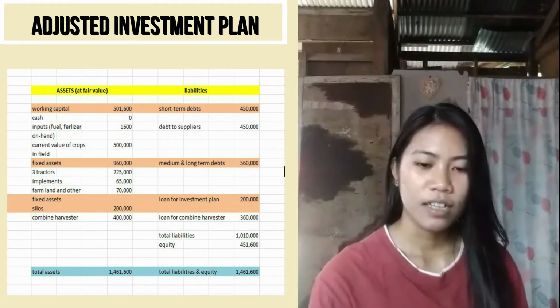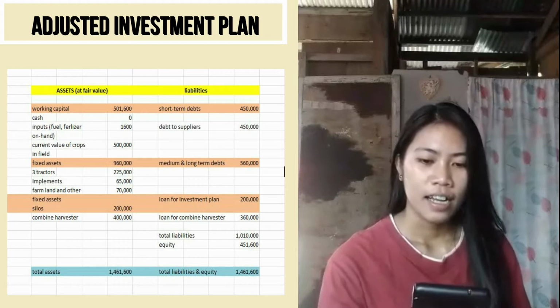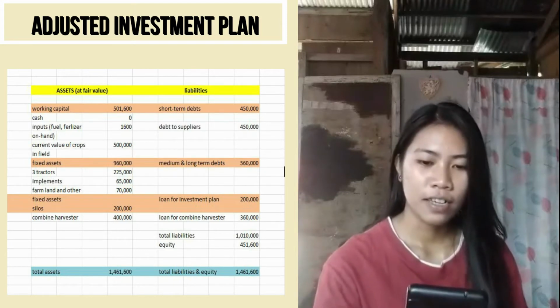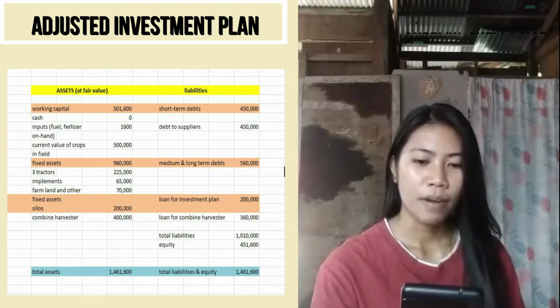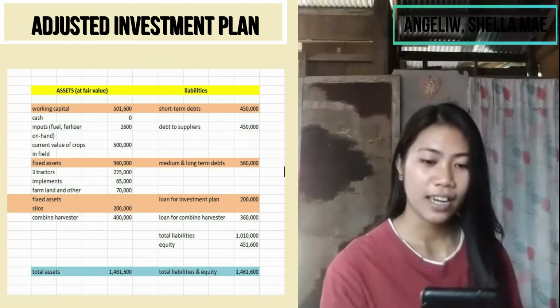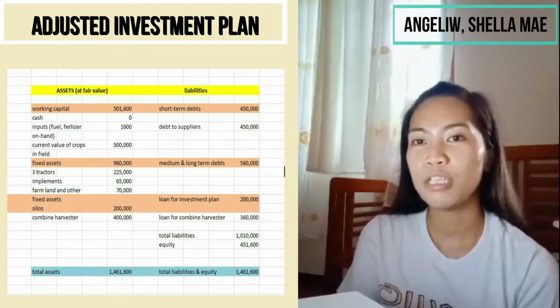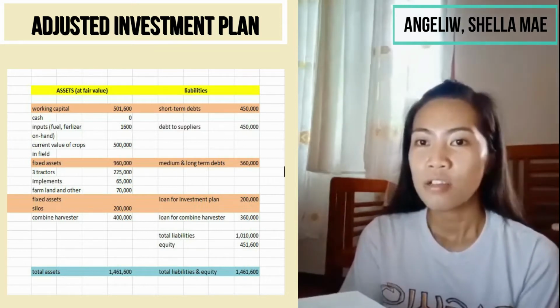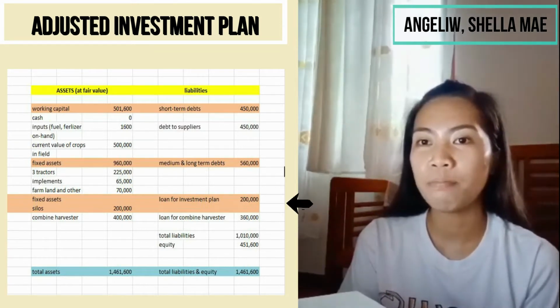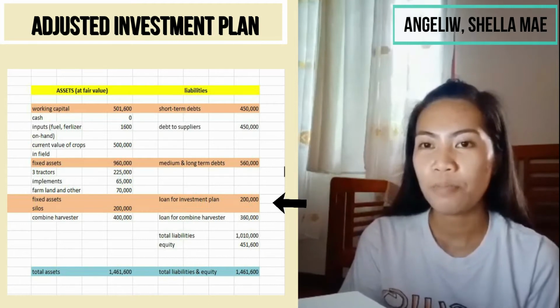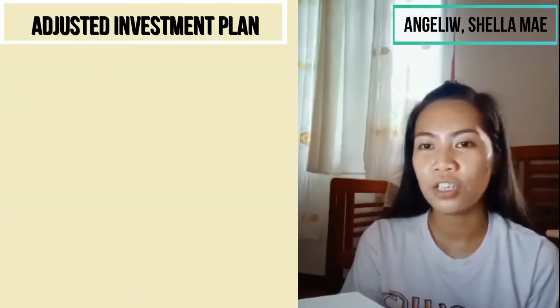Kaya 200,000 nilagay sa fixed assets kasi yung silo is considered fixed asset. Property siya, may value siya in the future. Since fixed asset siya, considered na medium and long-term liabilities, so yung amount sa loan for investment plan is 200,000 na lang din.